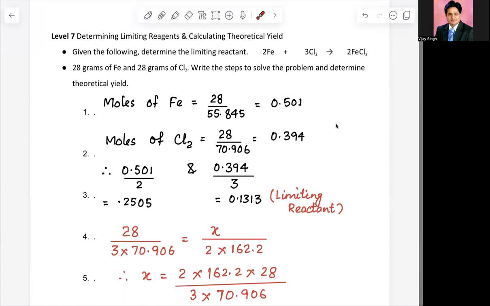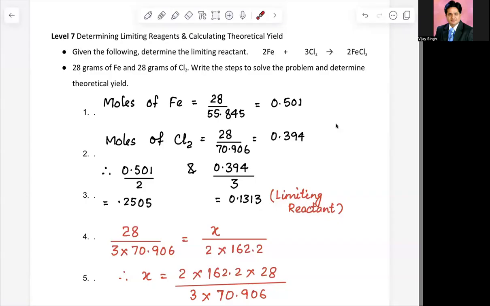And look at level 7: determining limiting reactants and calculating the theoretical yield. You are given the equation 2Fe + 3Cl2 gives 2FeCl3. The good thing here is the equation is balanced. Many times you will have a question where the equation is not balanced, so your job should be to first balance the equation. In this question, you are fine.